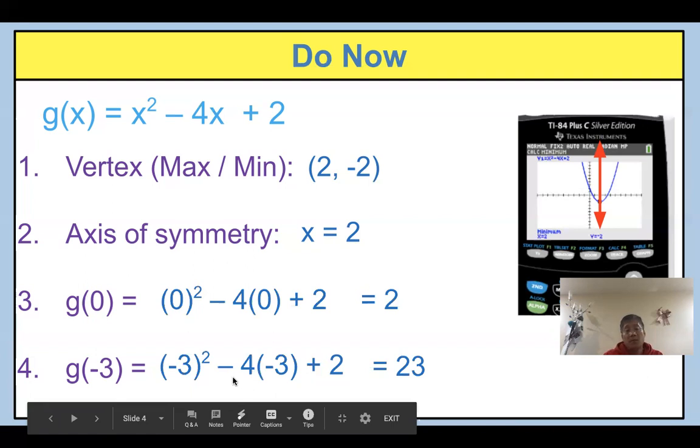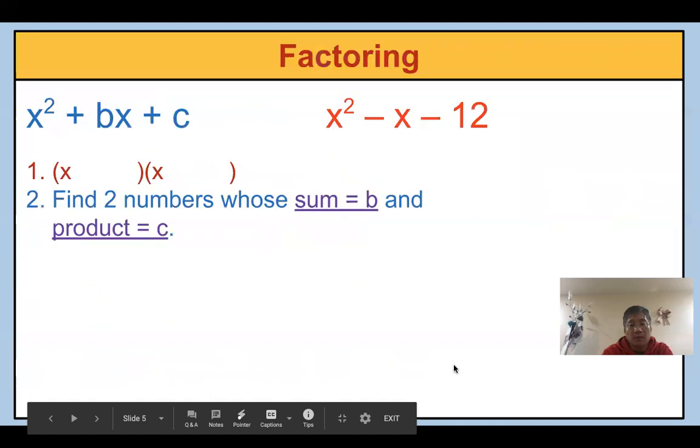Or you know how to simplify it. Negative 3 squared becomes positive 9, right? Square both the negative and the 3. So negative, negative becomes positive. Remember, so if you simplify, it'll be 23. Everybody understand? All right, let's move on to the next lesson.